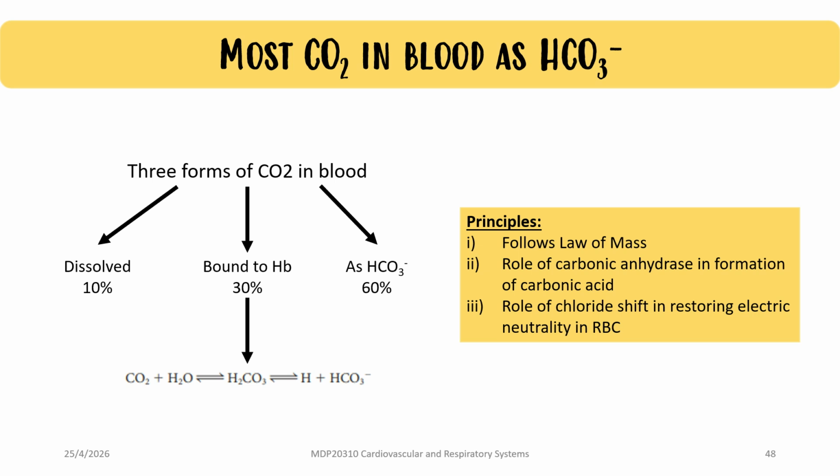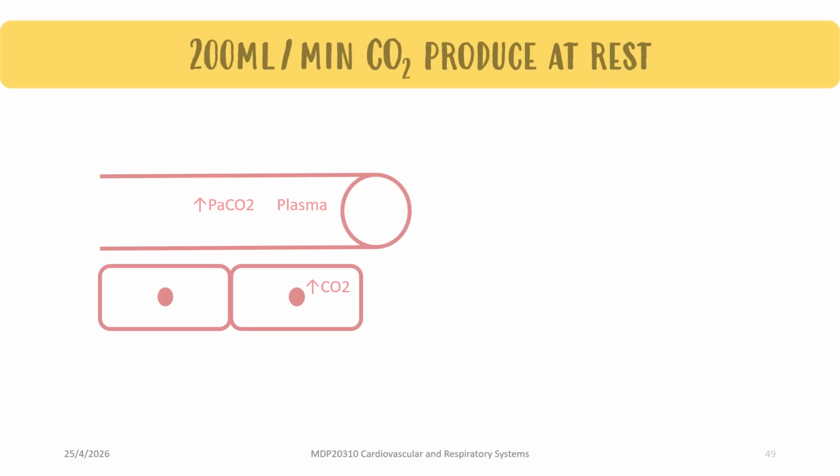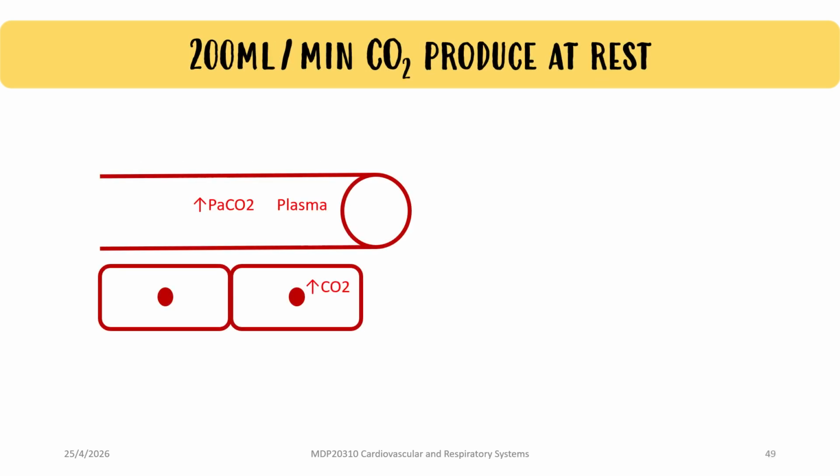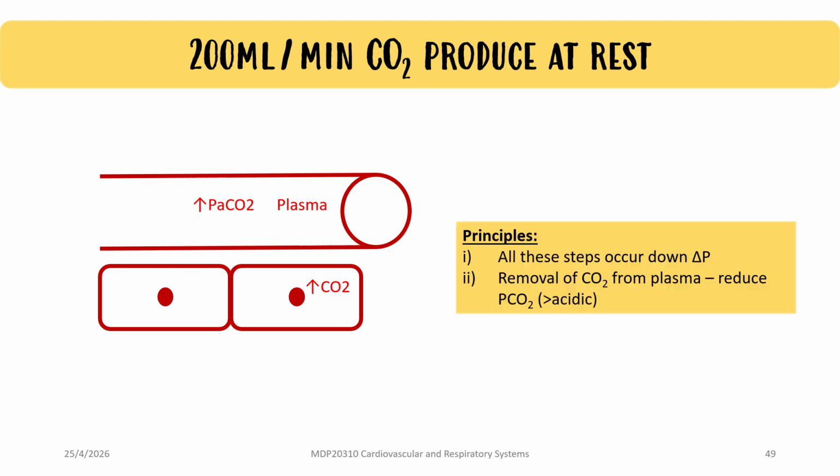I'll show you a picture. So in this picture at rest, this slide shows the pathway of the carbon dioxide after being produced by the cells, where it will dissolve through the interstitial space. Okay, the interstitial space, then it goes to the plasma.